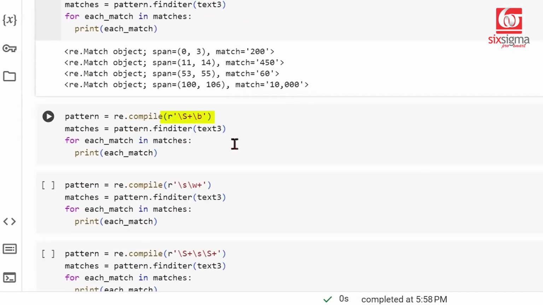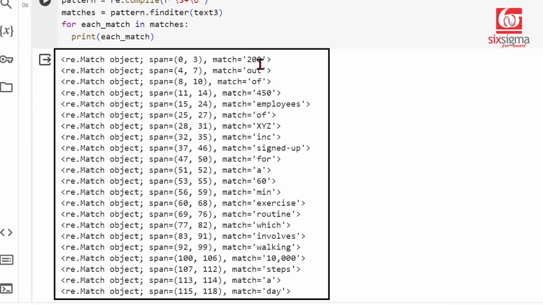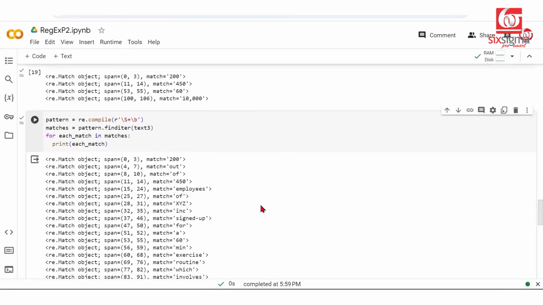Next is this uppercase \S, which is again preceded by a backslash. This is a non-white space character. The lowercase \s represents white spaces, which could be tabs, new lines, or just plain spaces. Uppercase \S is a non-white space character. We are saying one or more occurrences of it followed by a word boundary. Let's see what we get here. It gets everything that we had in our sentence, because we got everything other than the spaces: 200 out of 450 employees of XYZ Inc. signed up for it. It doesn't really consider the spaces in between.